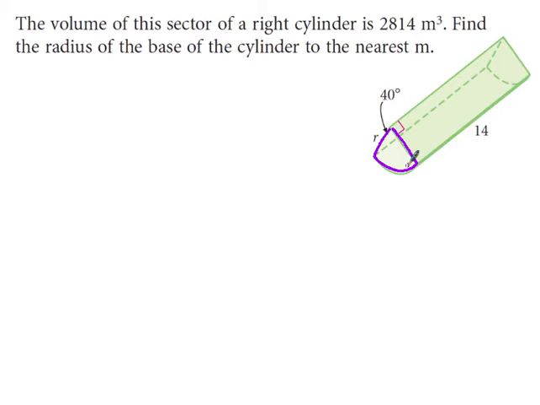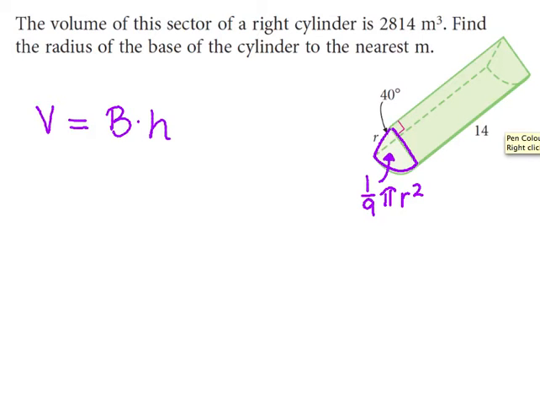So a circle is how many degrees? 360. So 40 degrees is what part of 360? 1/9. So the area of this sector will be 1/9 pi r squared. Now in order to find the volume, remember the volume is area of the base times the height.